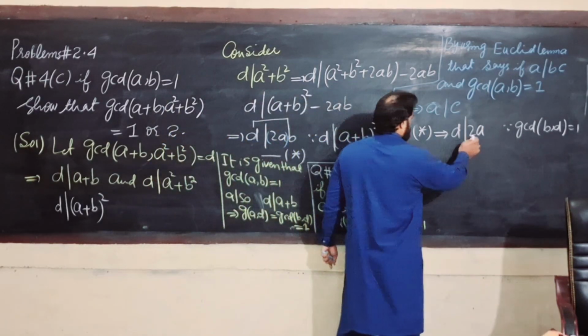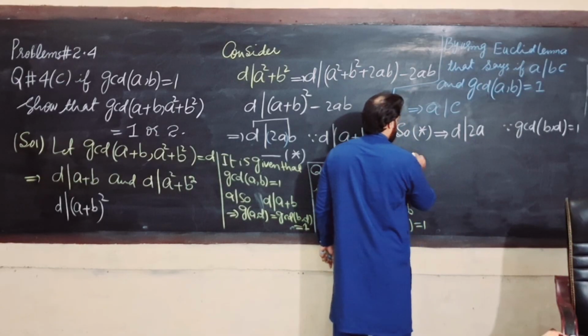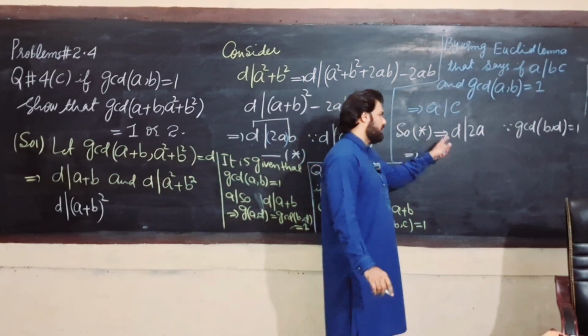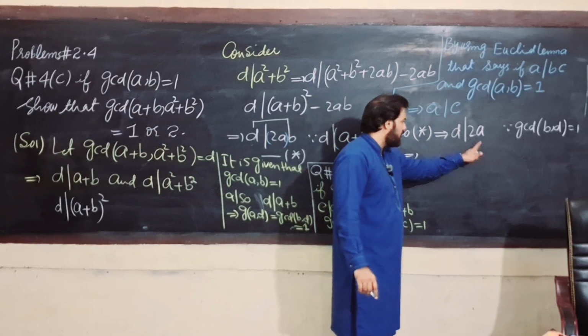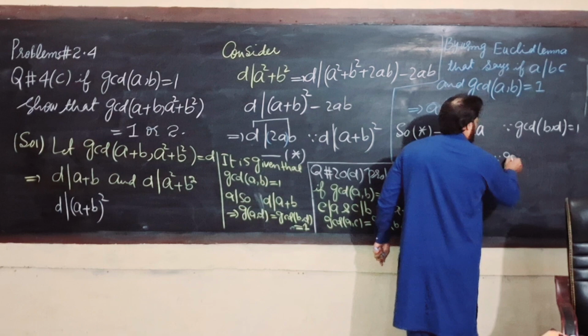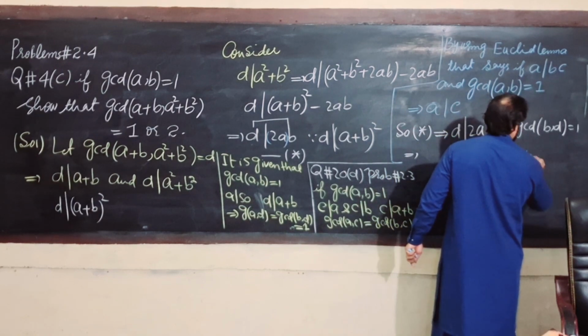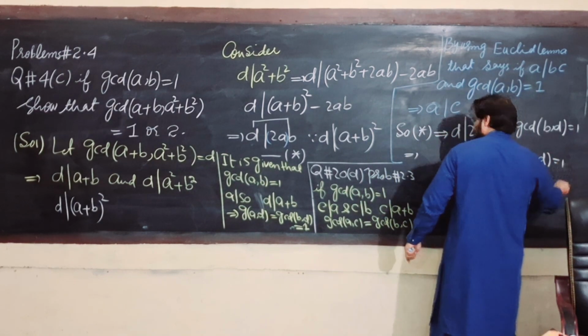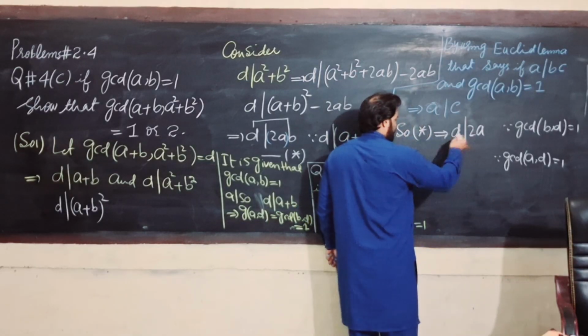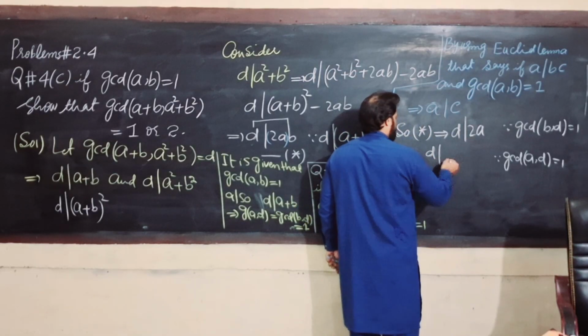Again we can use the Euclid's lemma here. Again we have three numbers here, 2, a and d. Now we have also proved GCD of a and d is equal to 1. It implies that by using Euclid's lemma, d divides 2.